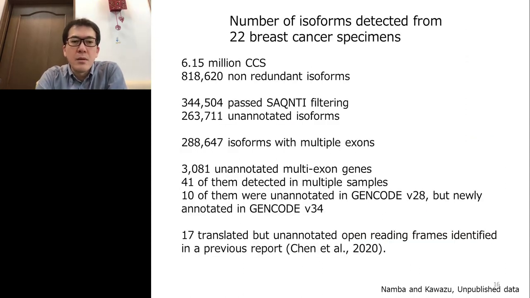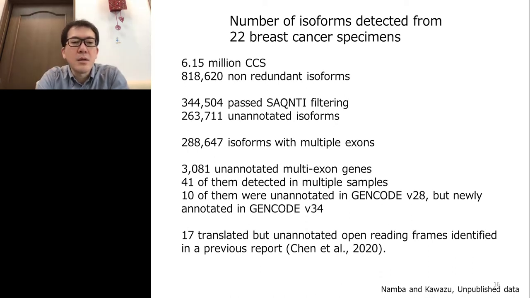So with IsoSeq technologies and this MUSTA pipeline, we analyzed the transcriptome of breast cancer specimens. In this project, RNA samples obtained from 8 ER positive breast cancers and 14 triple negative breast cancers, TNBCs, were analyzed.